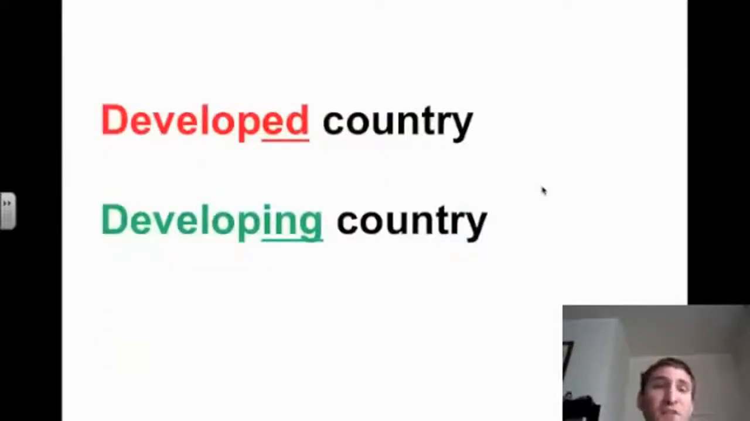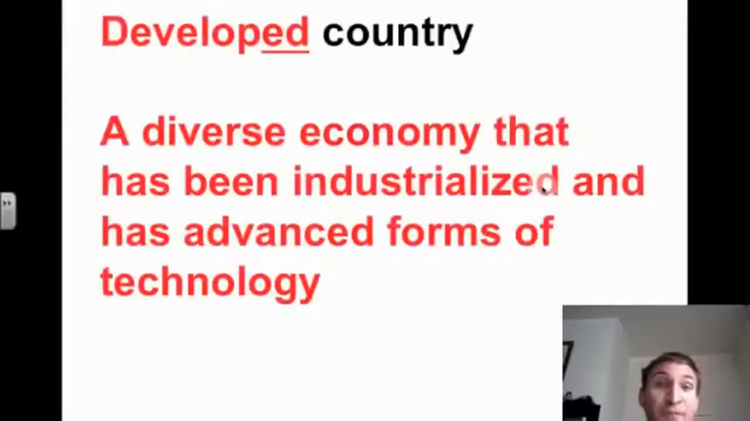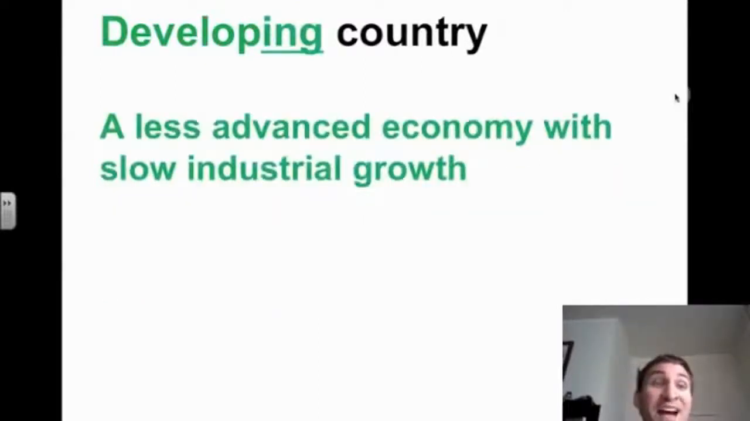What are the differences between a developed country and a developing country? I'm going to talk about these different phrases now. First, a developed country. Well, a developed country has a diverse economy that has been industrialized and has advanced forms of technology. A developing country has a less advanced and less diverse economy with slow industrial growth.